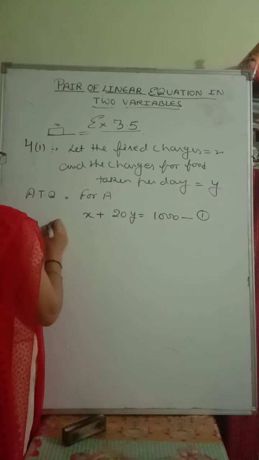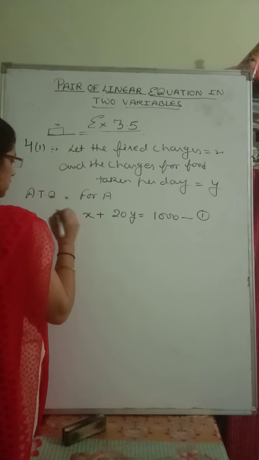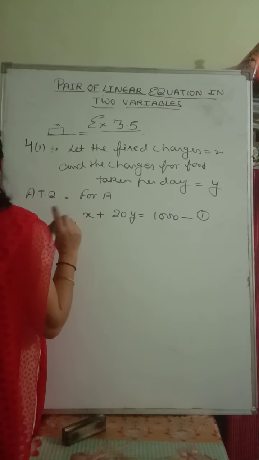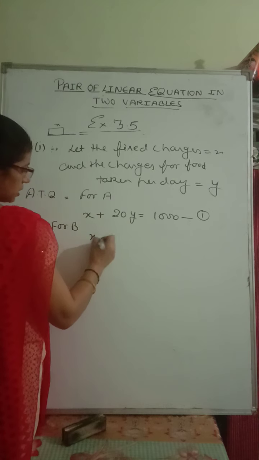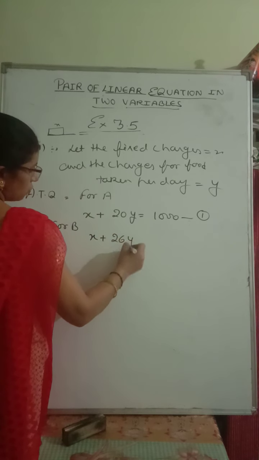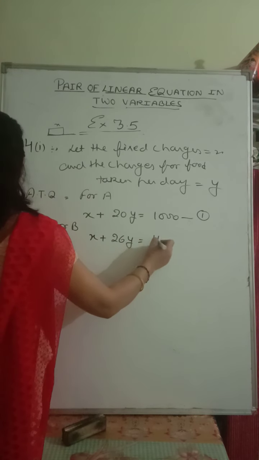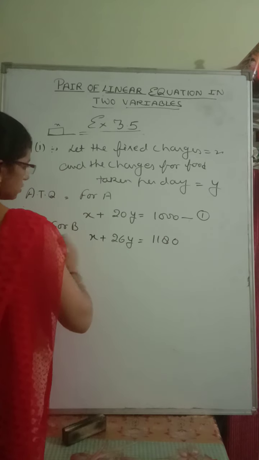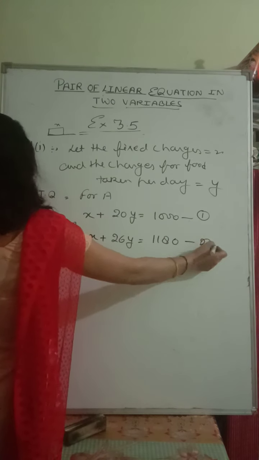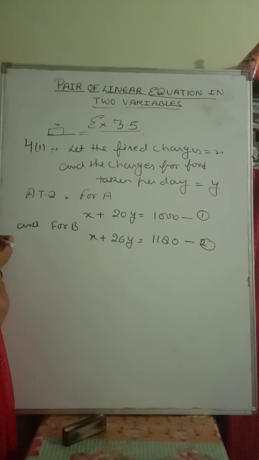And for B students कितना है? For 26 days she is taking, तो fixed charges plus 26 days into y. तो कितने charges पड़ रहे हैं? 1180 hostel charges. Equation number 2. Find the fixed charges and the charges of cost per day.